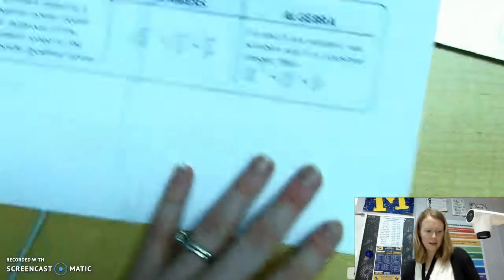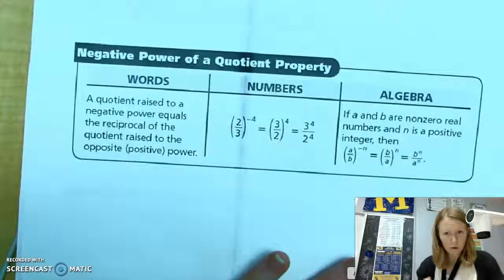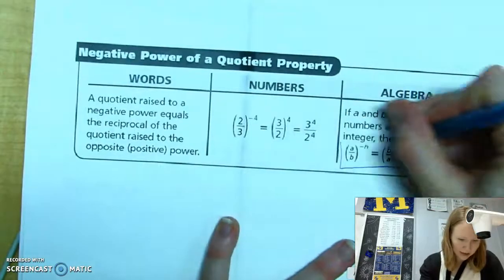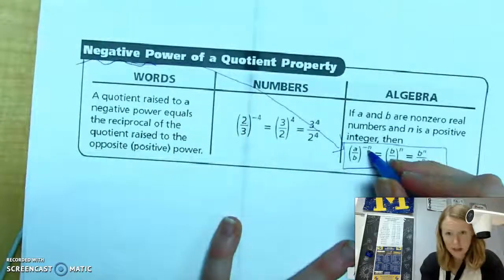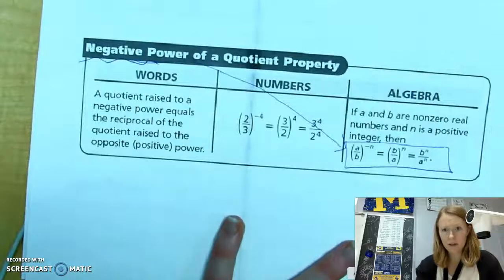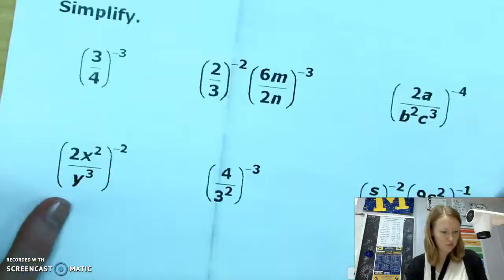All right, moving on. We just talked about the negative power of a quotient property. We wrote this down before, so I'll highlight it again for you. This is just when you have a negative on the outside of the parentheses, you have to flip it, then distribute your exponent. So let's practice that once or twice.